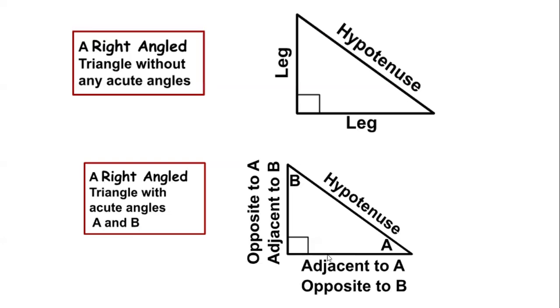Likewise, this horizontal side there is adjacent to angle A, but it is also opposite to angle B. This will be very important when it comes to solving right angle triangles using the sine, cosine, and tangent ratios, commonly known as SOHCAHTOA.